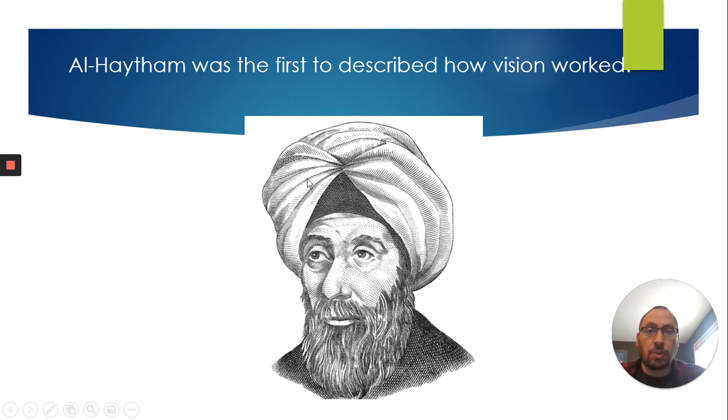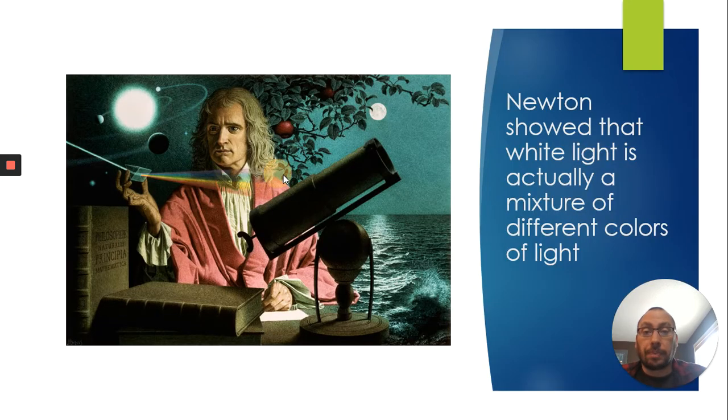That's actually one of my test questions. So I'm not sure if you're going to get a test question on that, but you need to tell me the differences and the similarities between Al Haytham and Pythagoras's belief in how vision worked.